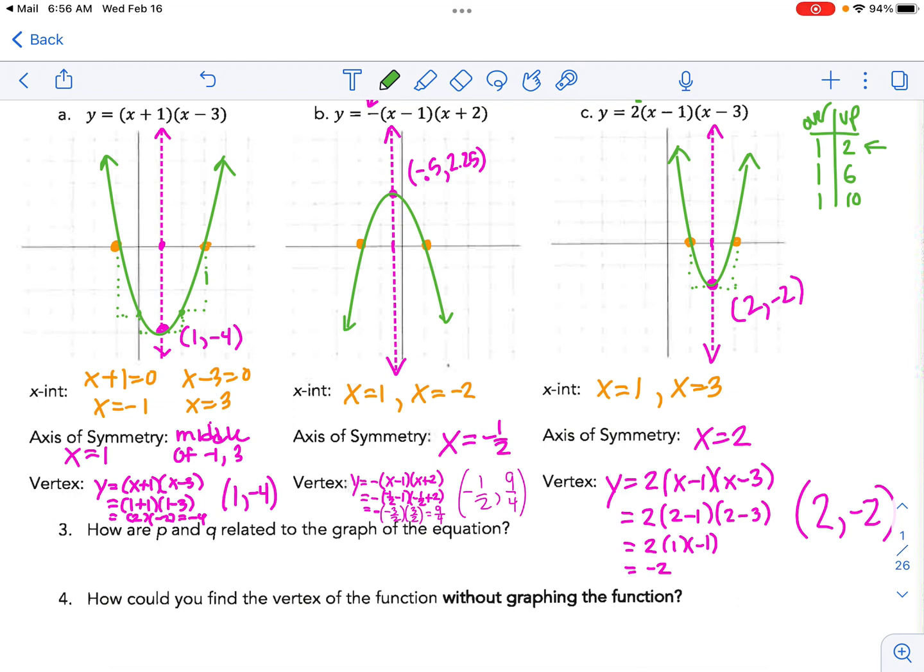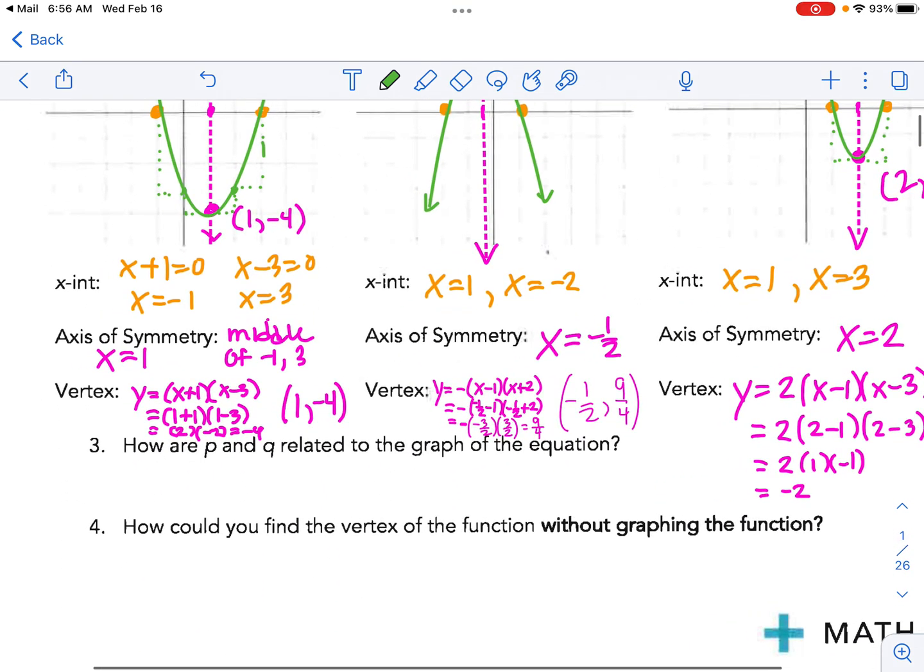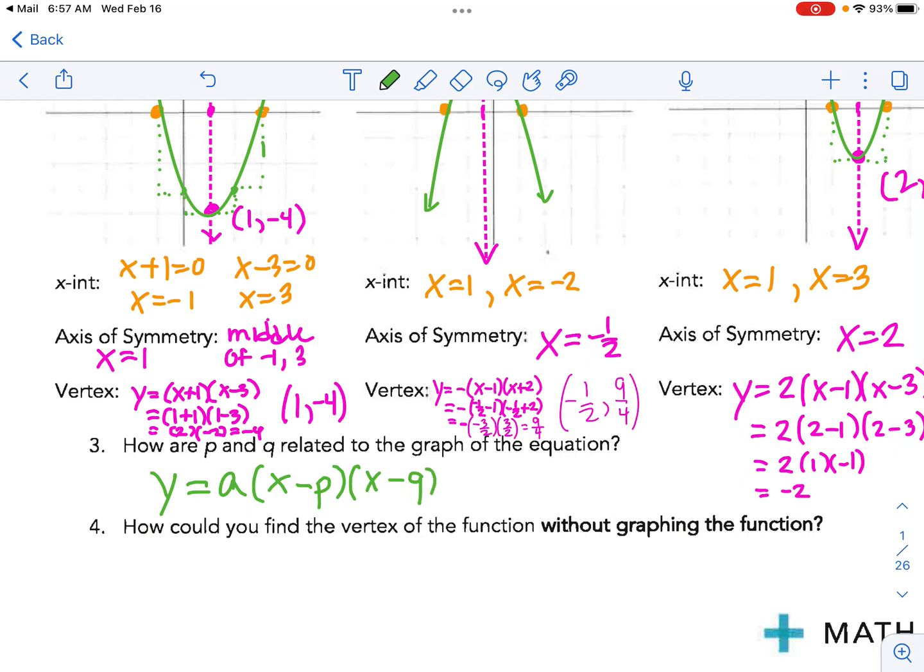Okay, so it says how are P and Q related to the graph of the equation. If you go back up to that factored form, they're talking about this P and this Q up here. So let's rewrite that down here. It's y equals a(x minus p)(x minus q). And so that would mean that P and Q are the x-intercepts.